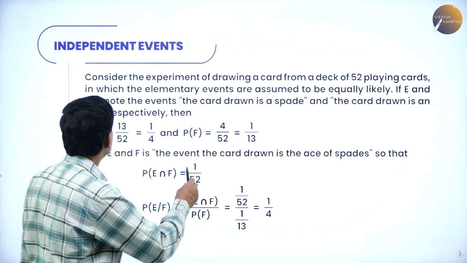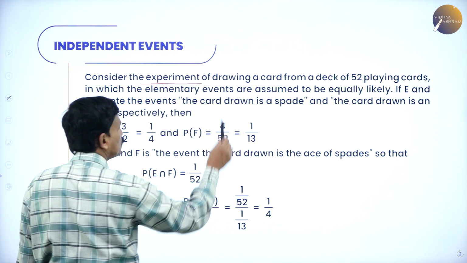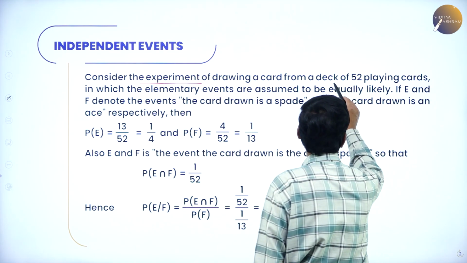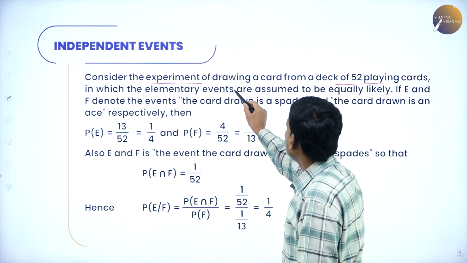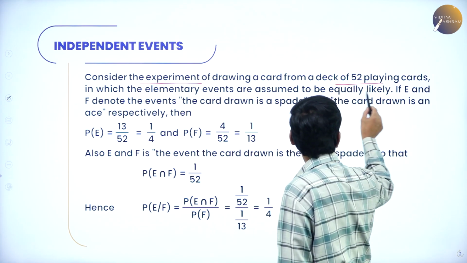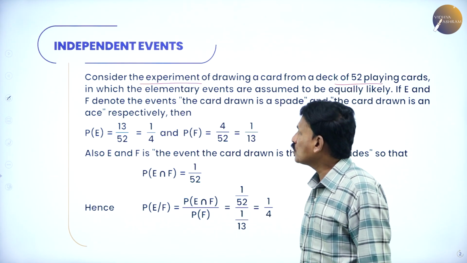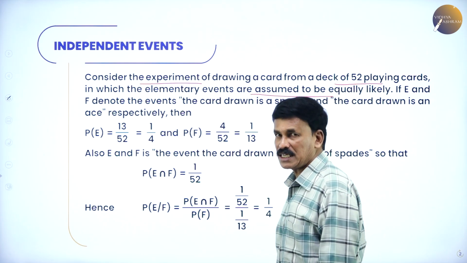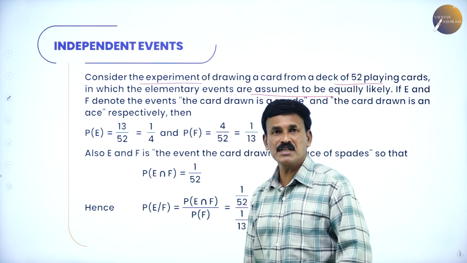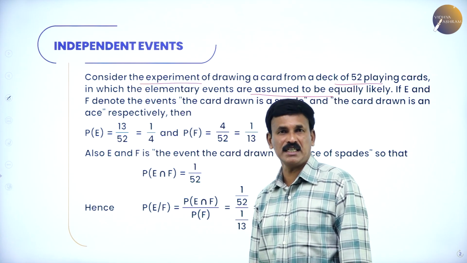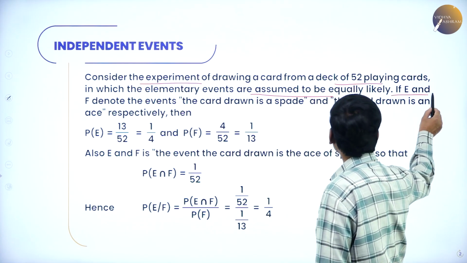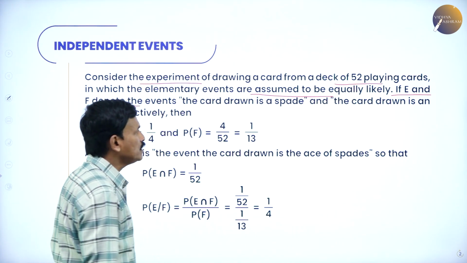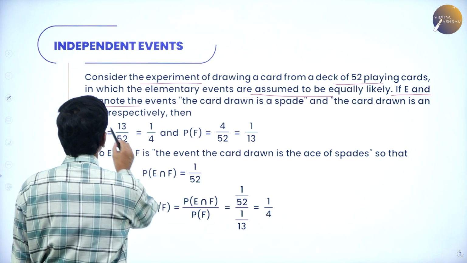Consider the experiment of drawing a card from a deck of 52 playing cards, in which the elementary events are assumed to be equally likely. Let us define the two events E and F: the card drawn is a spade, and the card drawn is an ace.